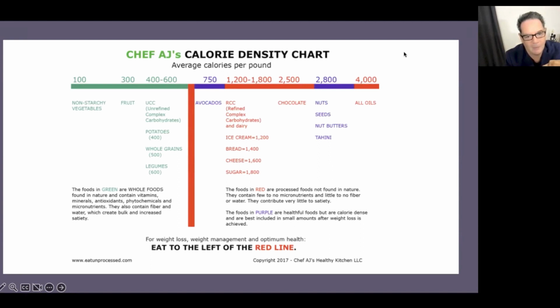Okay, and that is the goal of the 7-day program, so that during 7 days we eat to the left of the red line, and it is all unprocessed with all the fiber and all the water. So I just wanted to give you this as food for thought.